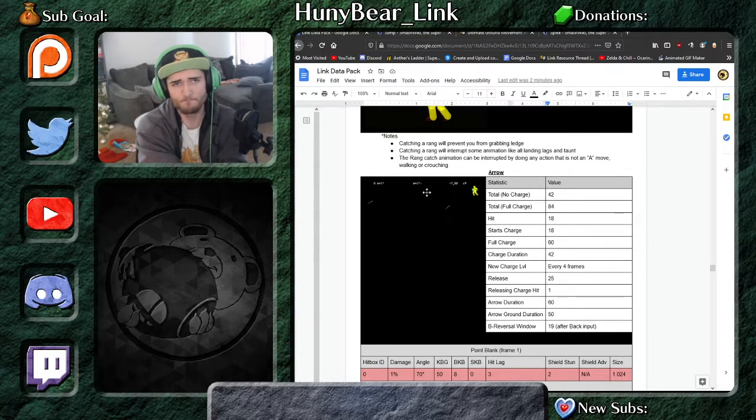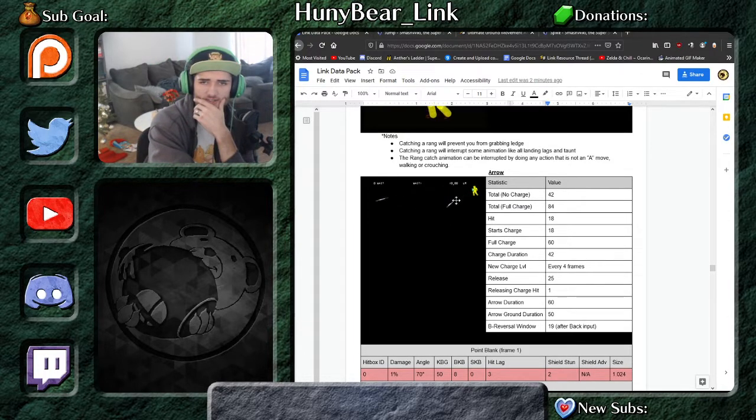This is your arrow. This is the smallest angle, this is the longest possible angle. No charge, it hits on frame 42. Total charge takes 84, hits on frame 18, which is bad. Starts charging on frame 18, no one cares. Boomerang, arrow sucks. Fully charged on frame 60, although, you know, it'll hit on frame 84, whatever. Charge duration: new charge level every 4 frames. So every 4 frames from 18 onwards, it'll travel a little bit farther.